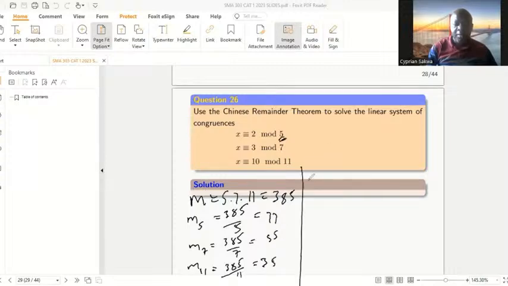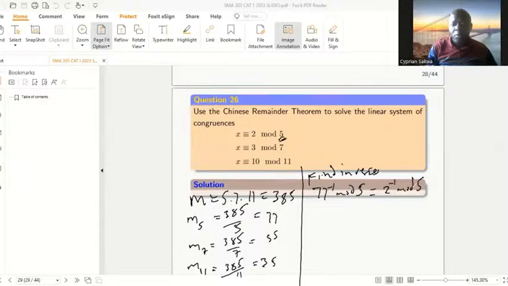Now, next, find inverses. So, what is the inverse of 77 mod 5? First of all, I reduce 77 mod 5. 5 into 77, the remainder is 2. This is the same as 2 mod 5.